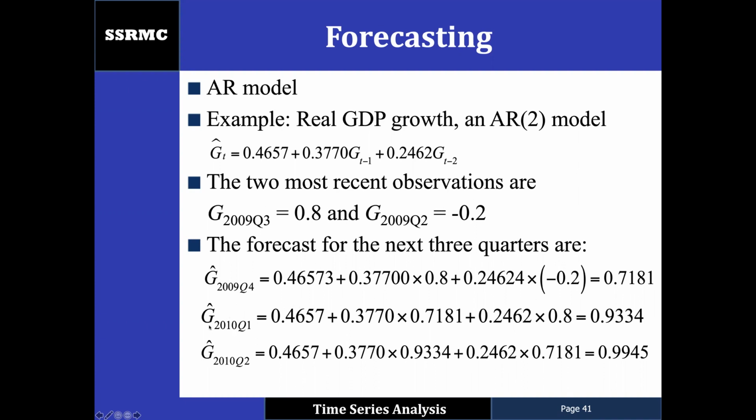That's the first quarter of 2010. Now we need GT and GT minus 1 in order to estimate the value of this real GDP growth rate. And you may notice that we use 0.8, which is the value of GT minus 2. And now we use 0.7181, which is the estimated value of last quarter's growth rate in this equation, because that's the only information that we have. We run out of observed values when we step into the next quarter.